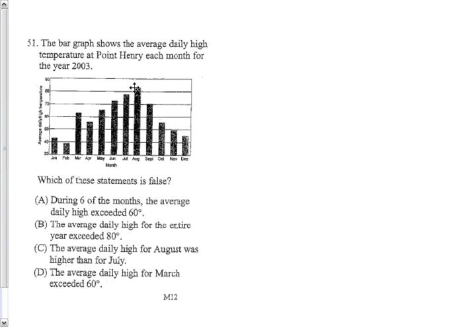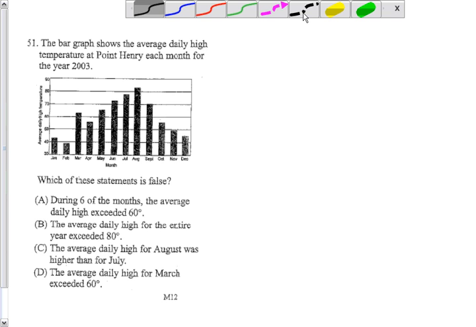Okay, question 51. We have another data interpretation or graph interpretation question here, and let's read the scenario and then we'll figure out from the answer choices. The bar graph shows the average daily high temperature at Point Henry each month for the year 2003. So we have average daily highs for each month, and that shows up on the y coordinate, what those highs were, and then each month is listed down at the bottom. So they want to know which of these statements is false.